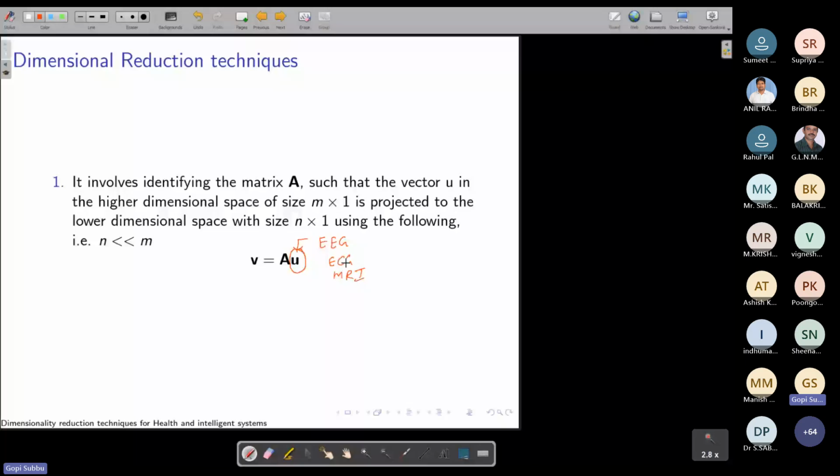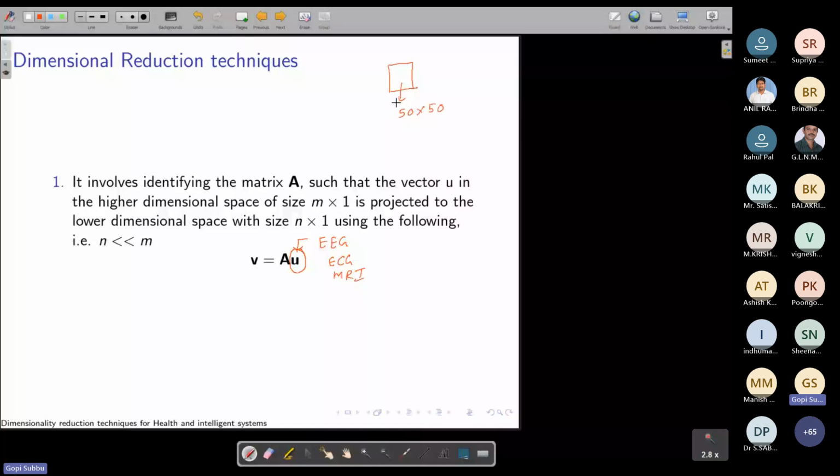So for example, a very small 50 cross 50 image size itself has 2500 values, right? So you can imagine how much bigger it is. The vector size is really large here. So we have the vector u, which is in the higher dimension space, m cross 1, and we need to project it to the lower dimension space, which is of n cross 1.